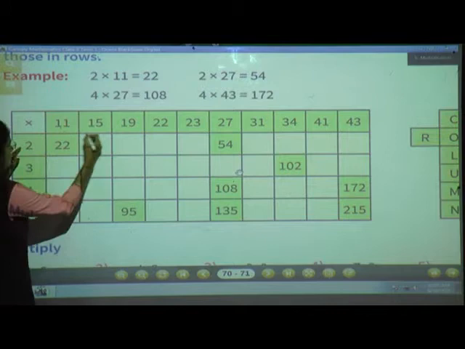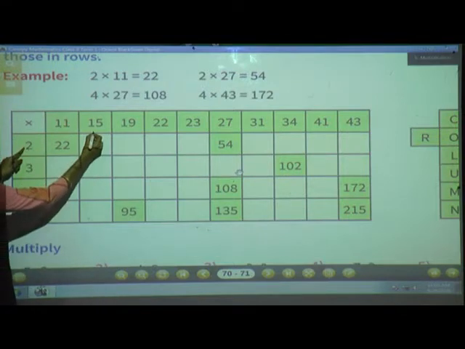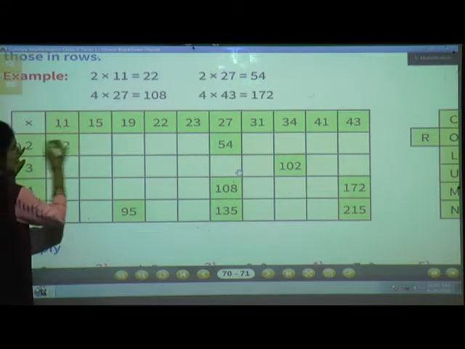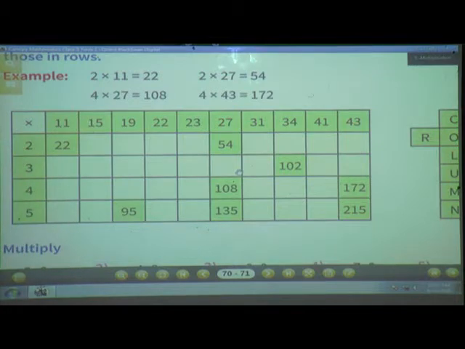Now we will take this one. See 2 into 15. First of all we will do the multiplication. 2 into 15, or 15 into 2. In this way also we can do the multiplication, because we have seen one of the properties of multiplication. That property was, if we change the order of the numbers, the product remains the same. So 2 into 15 is equal to what? 15 into 2. So we will do the multiplication here and then we will write the answer here.